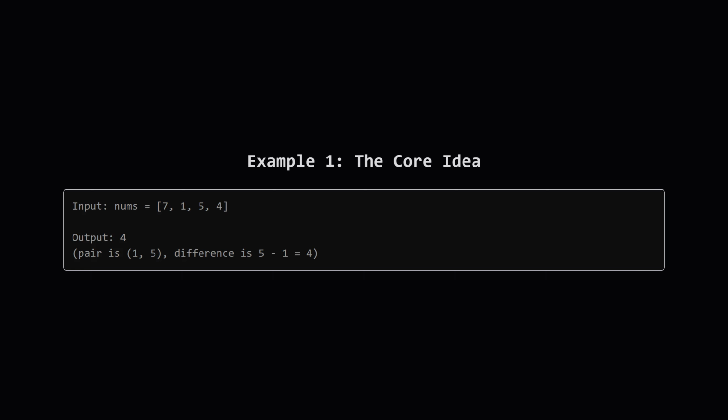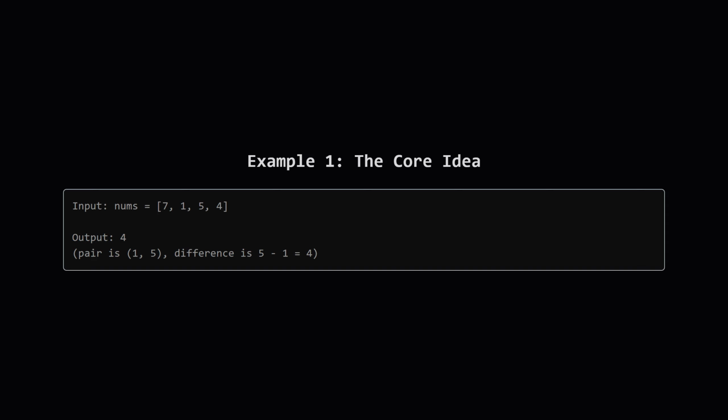Let's walk through this first example together. The list is 7, 1, 5, 4. We're looking for a smaller number that appears before a larger number. Let's start with 7. Can it be our smaller number? Well, nothing after it is bigger than 7, so that's a no-go. How about the next number, 1? Can it be our smaller number? Let's look at what comes after it. We have 5, and hey, 5 is bigger than 1. What's their difference? 5 minus 1 is 4. Okay, so 4 is a possible answer.